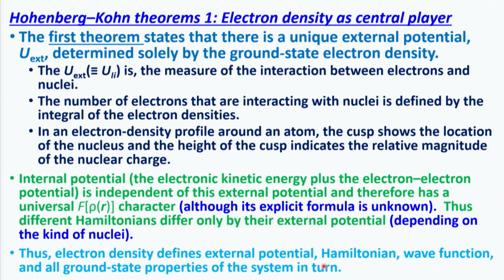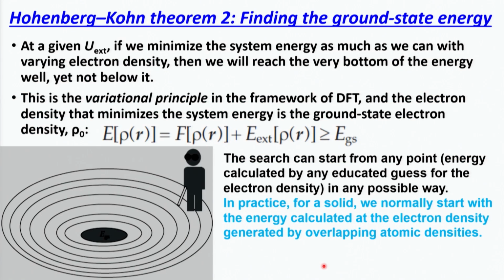So the first theorem gives that the electron density is a kind of central player in this case, and also the electronic part, or the internal potential of the electrons, is a kind of universal. It is the same for all the systems; the only difference comes from the external potential. Theorem 2 is about finding the ground state.